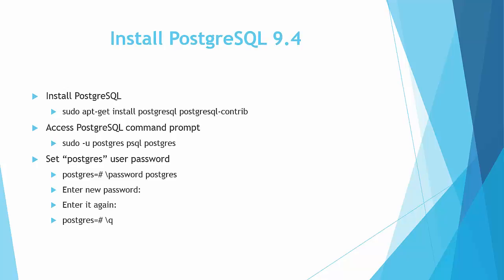How to install PostgreSQL 9.4. You install PostgreSQL by sudo apt-get install postgres and then contrib. You also need to access the Postgres command prompt by sudo -u postgres psql. And you can set the Postgres user password as follows: \password postgres, and then you enter your password and enter it again, and then you close it with \q.